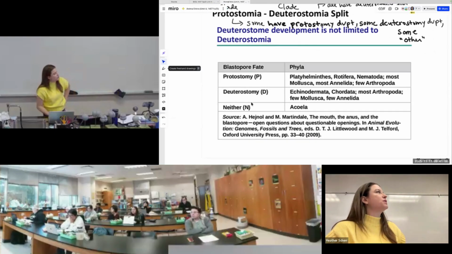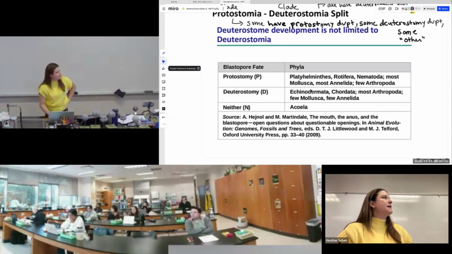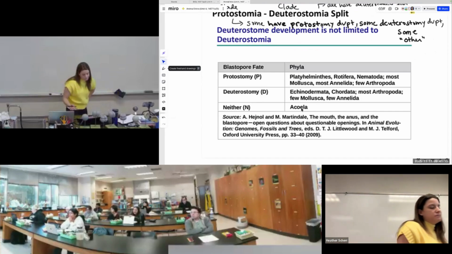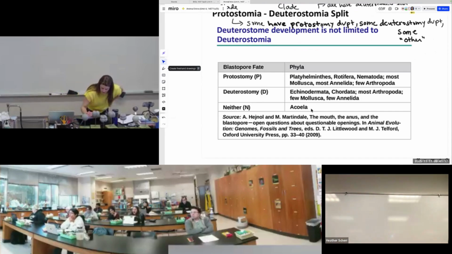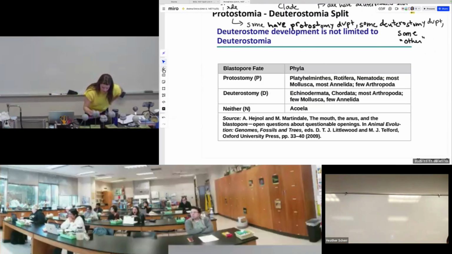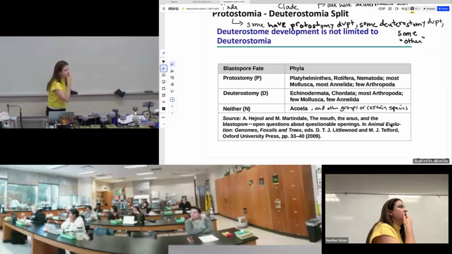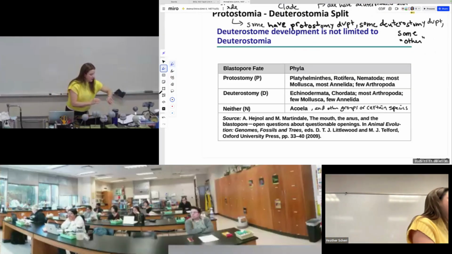And you can see here who does protostomy, who does deuterostomy, the types of groups, and there's other groups that do neither or other, you know. We're just not getting into those specifically. And other groups or certain species. So you can look at this later if you want to. This is what's on the coloring sheet.